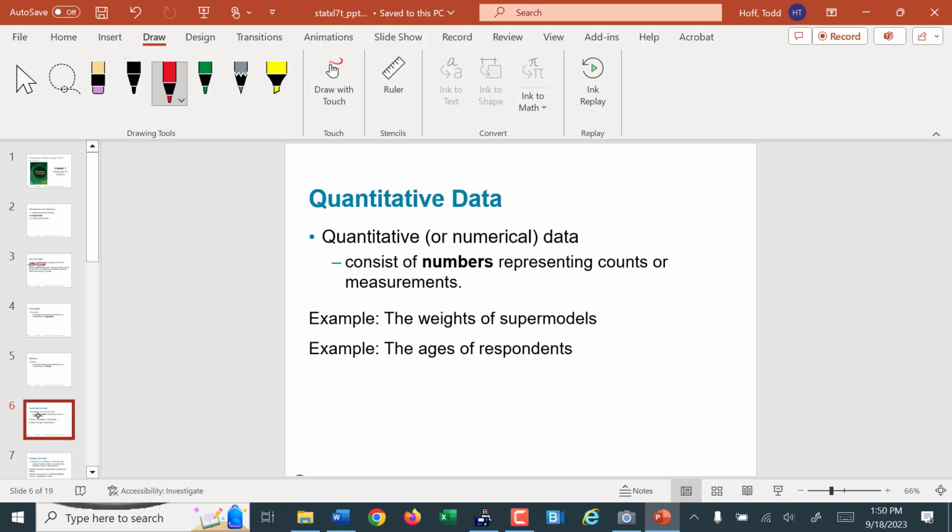Types of data then, if we're looking at quantitative data, sometimes called numerical data, these are data where the results are numbers. So in every study, whether it's a survey or an experiment, we're asking a question. The data is the answer to that question. If the answer to that question is a number, that is a quantitative variable giving us quantitative data. We have weights of supermodels. Now, one thing to note there, that is a measured value.